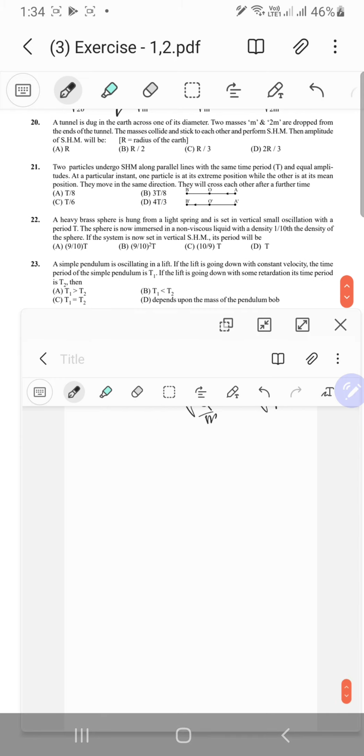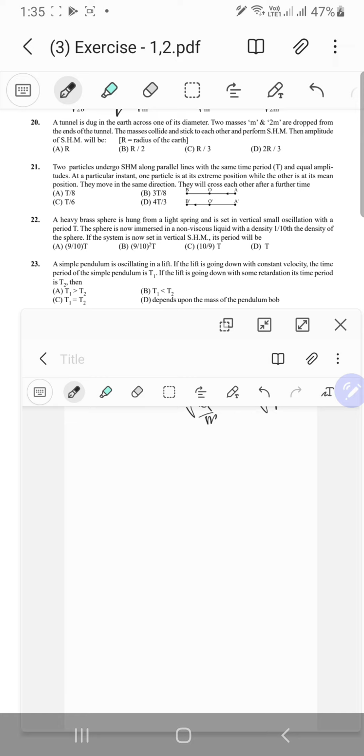A tunnel is dug in the earth across one of its diameters. Two masses m and 2m are dropped from the ends of the tunnel. The masses collide and stick to each other and perform SHM. The amplitude of SHM will be? This is doable. What do we know? First of all, yes, it will do SHM because the gravitational attraction is proportional to r: mass is proportional to r cubed, divided by r squared because of the inverse square, so it's linearly related to r. Nice.